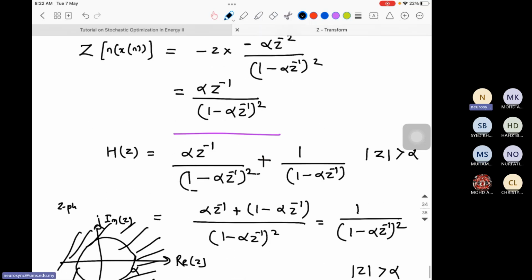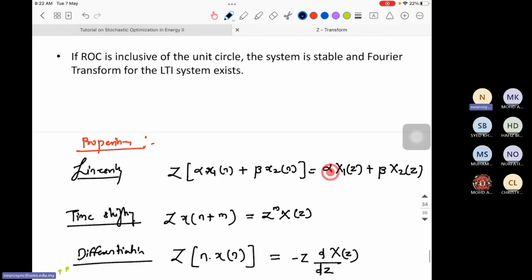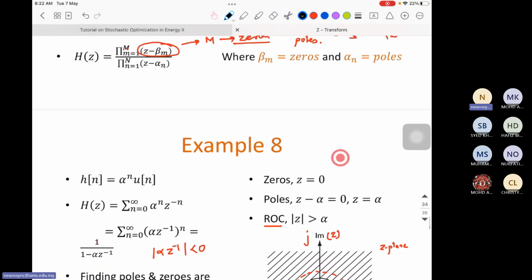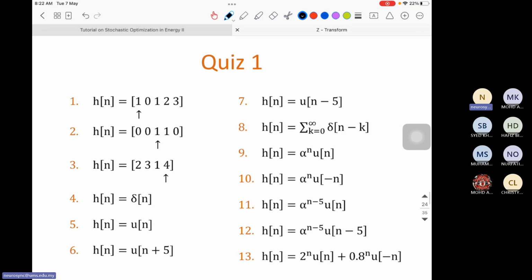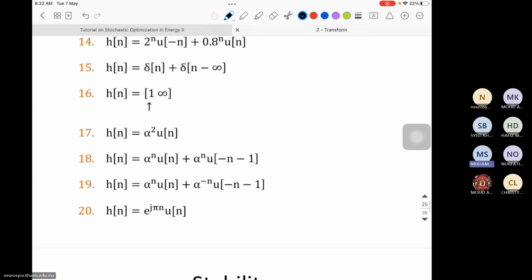Okay, so we will stop here today. Please practice. Some examples are given in this PPT, so you can practice these examples at home. Okay, then for today we will stop here. Is there any doubt?